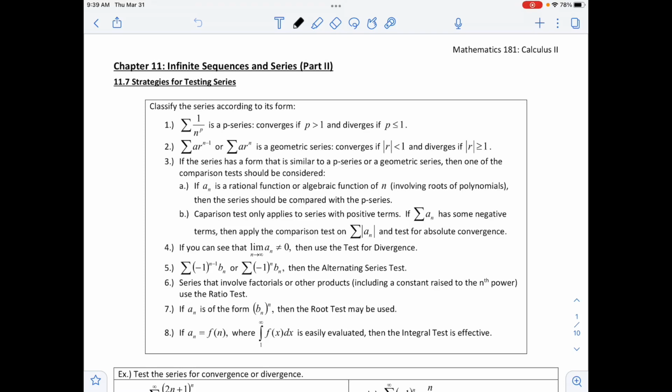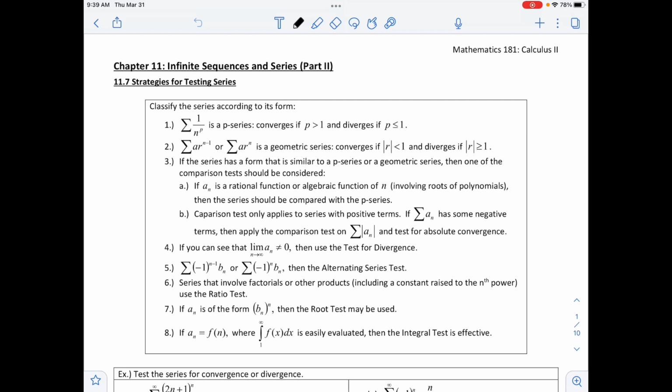We are in Chapter 11, Infinite Sequences and Series, Part 2. Section 11.7 is Strategies for Testing Series. In this section, we look at all the different tests that we've been introduced to throughout this chapter, and we're going to talk about different strategies in order to determine which testing strategy to use.